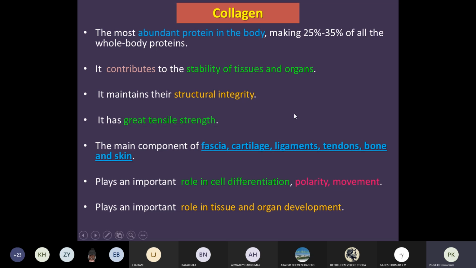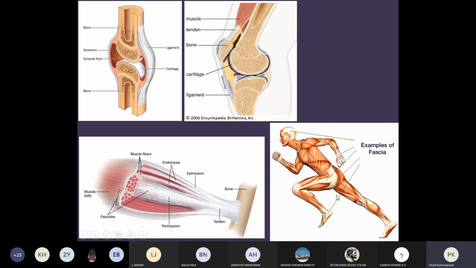Since it is an abundant protein in the body, and it is a fibrous protein, it is responsible for the stability of the tissues and organs. It also maintains the structural integrity of the tissues and organs, and it provides great tensile strength. It also plays an important role in cell differentiation, polarity, and movement, and in tissue and organ development.